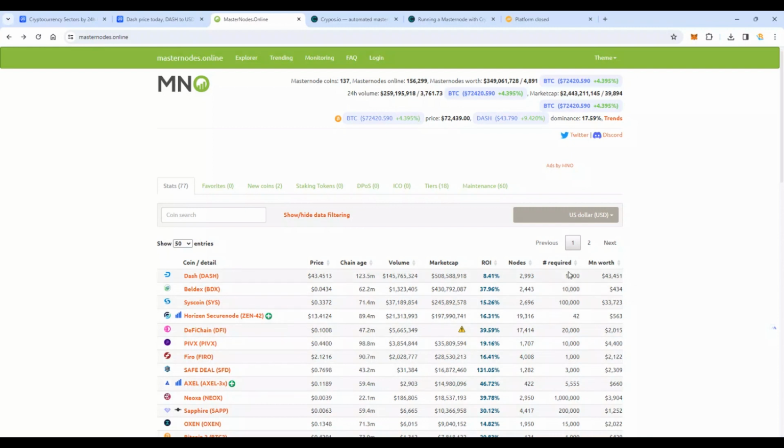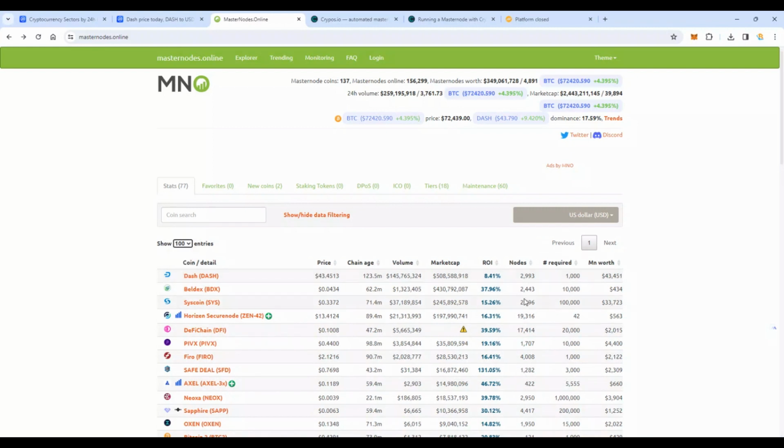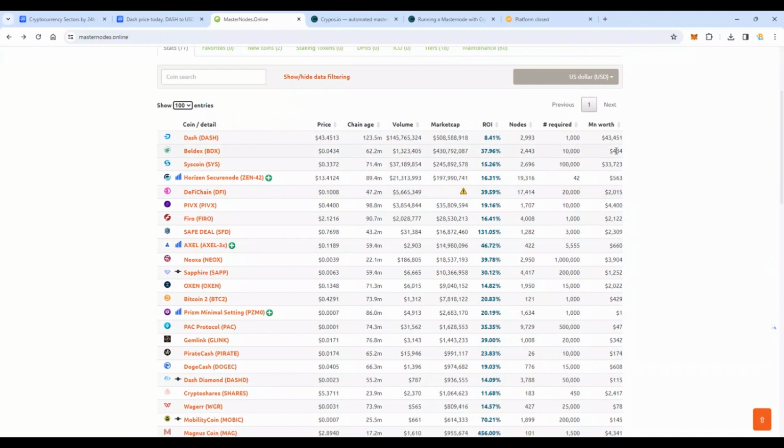Basically, the minimum required amount is not the worth, but the quantity of whatever coin that you want to participate in masternodes on. And of course, you're also going to see how many nodes are currently running in that masternode that you are interested in. Also, you're going to see the return on investment, the market cap, and the volume. And the other thing would be the minimum worth, because you don't want to participate in a masternode that you're hosting on a third party and you're putting over $100,000, $10,000.